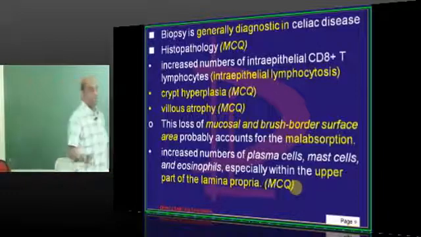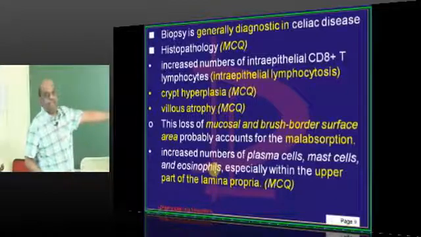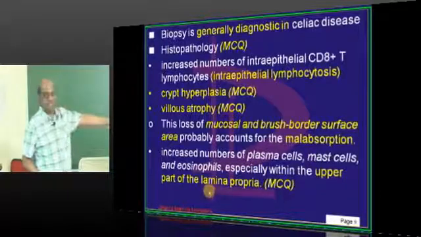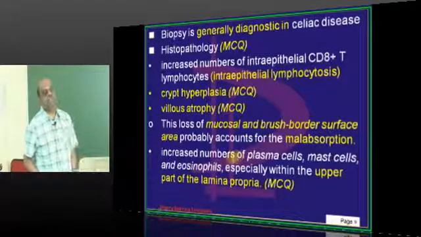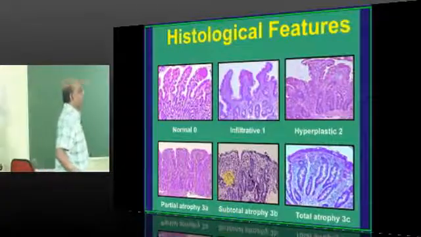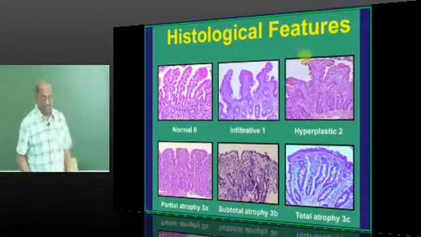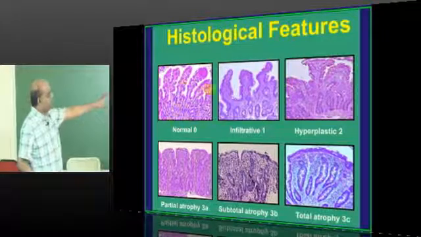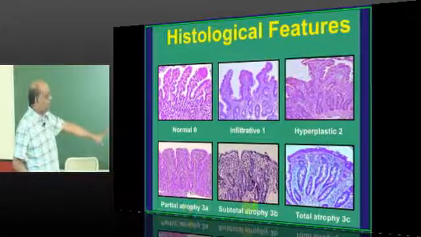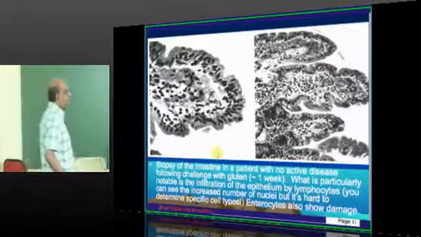Then in the lamina propria, one of the very classical findings in case of celiac sprue is that plasma cells, mast cells, eosinophils are all increased in numbers in the upper part of the lamina propria, a very, very important finding. So, doctor, based on the histopathology, once more we grade the celiac sprue. This is the normal with full villus structure. This is called infiltrative state. This is called hyperplastic state, partial atrophy and total atrophy. That's what we need to basically understand.